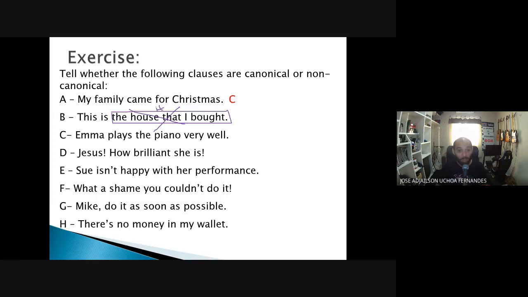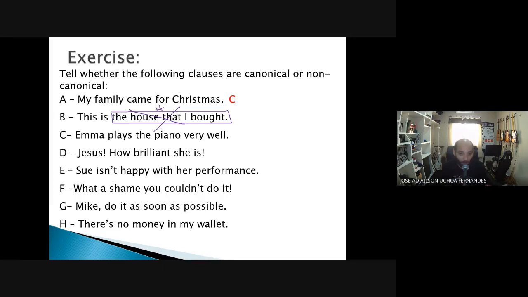Por que a gente chama isso de it? Porque a gente decidiu que esse "that I bought" não é uma independent clause. Ela é parte da descrição de house. Ok? Portanto, é canônico ou não canônico?